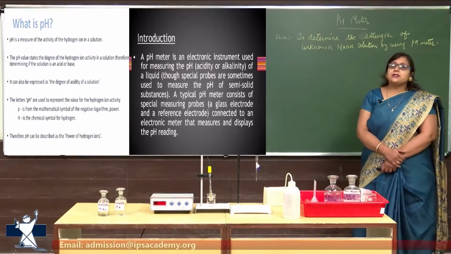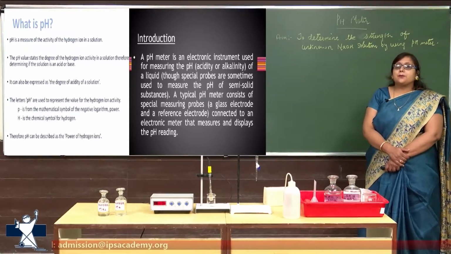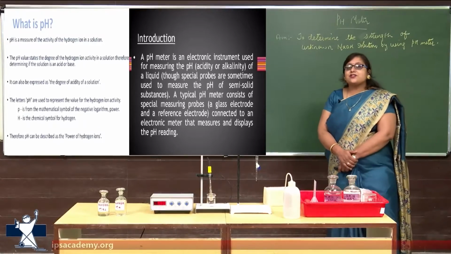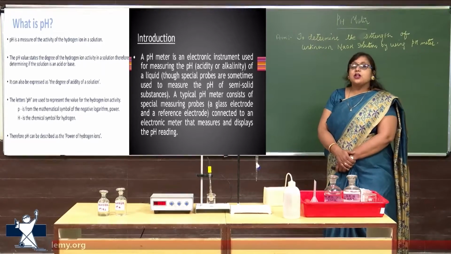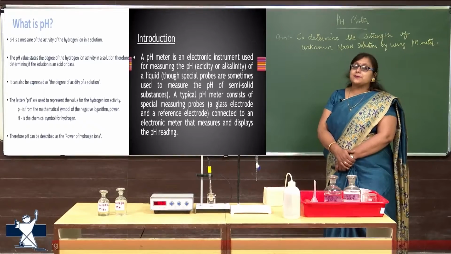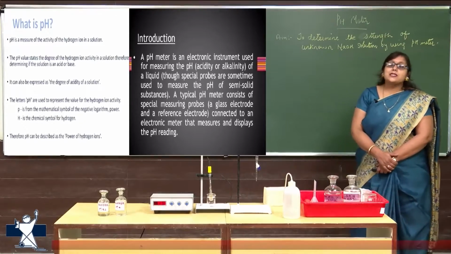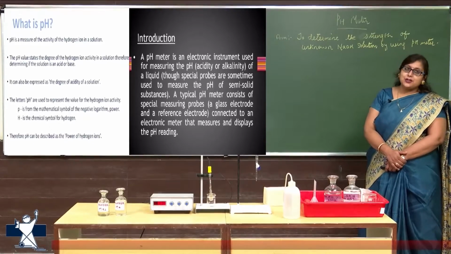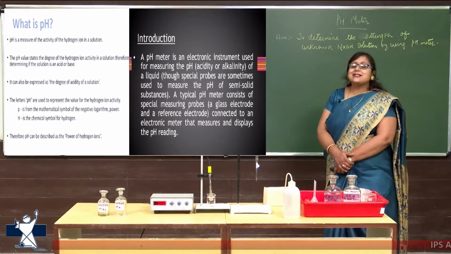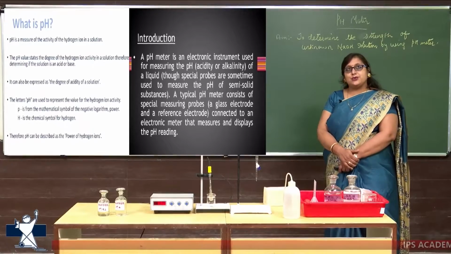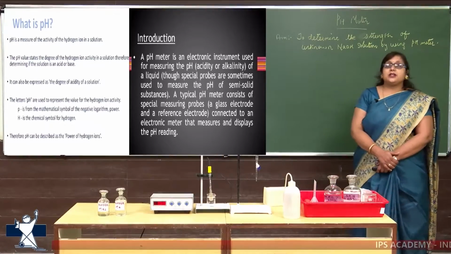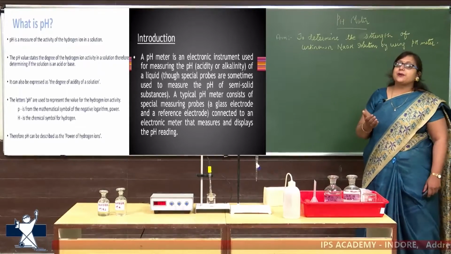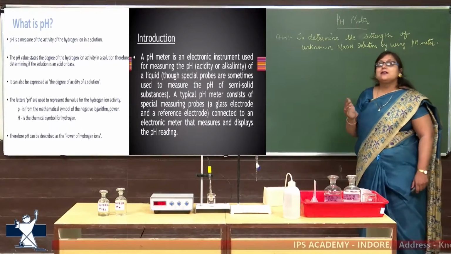A typical pH meter consists of special measuring probes, that is, the electrodes which are used to measure the pH. A glass electrode and a reference electrode are connected to an electric meter that measures and displays the reading. So, what is pH? pH is a measure of the activity of hydrogen ions in a solution. The pH value states the degree of hydrogen ion activity in a solution. Therefore, it is used to determine whether the solution is acidic or basic. It can also be expressed as the degree of acidity of a solution.